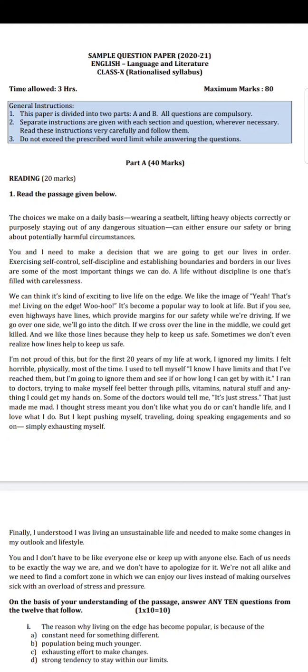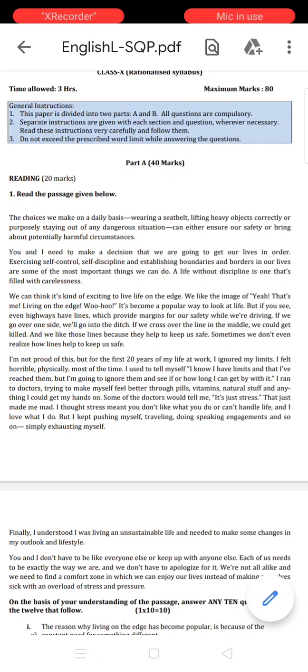Here we'll be discussing the sample paper of English language and literature. Students, there are a lot of changes if we compare the paper from last year. Just check this out. Sample question paper 2020-21, English language and literature. Time allotment is the same, 3 hours. Marks are 80. Now this paper is divided into two parts, part A and part B. Remember, all questions are compulsory.